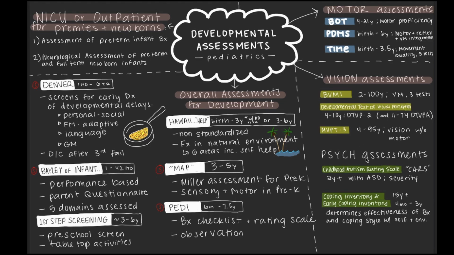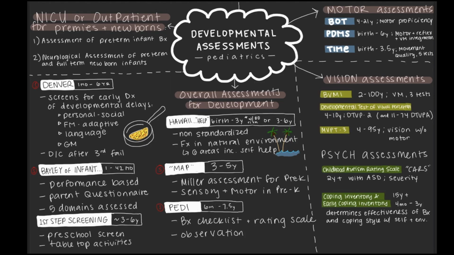Moving on to psych assessments, there is the childhood autism rating scale. This is called CARS, and it is good for children older than 2 with an autism diagnosis to determine the severity of autism. This may or may not be considered outdated depending on your workplace, but I included it in here because it's definitely something to study.